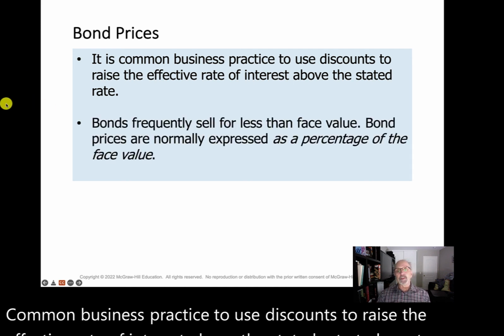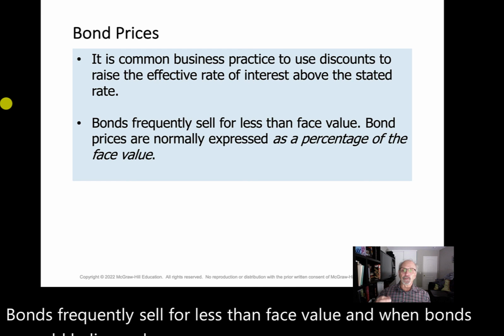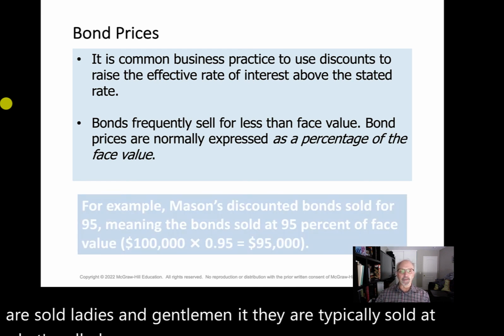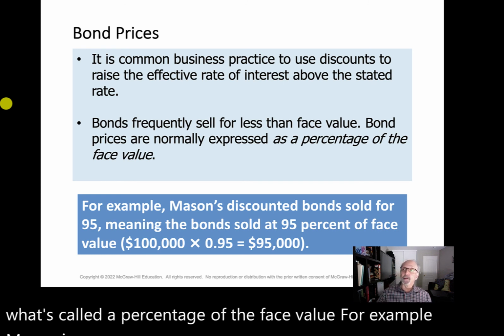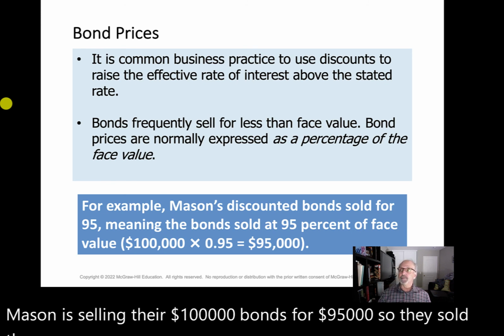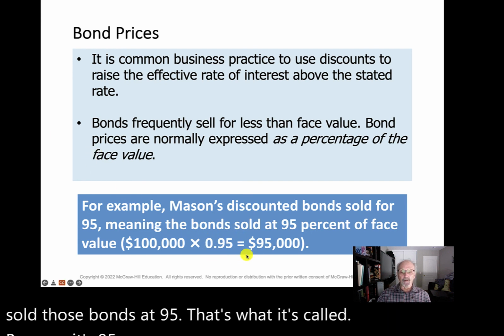Bonds frequently sell for less than face value, and when bonds are sold, ladies and gentlemen, they are typically sold at what's called a percentage of the face value. For example, Mason is selling their $100,000 bonds for $95,000. So they sold those bonds at 95. That's what it's called, because it's 95% of the face value.